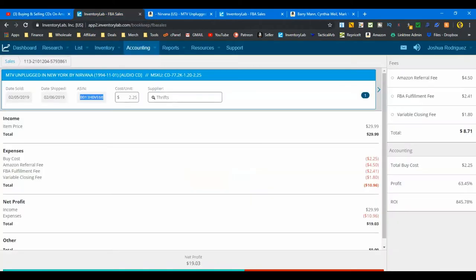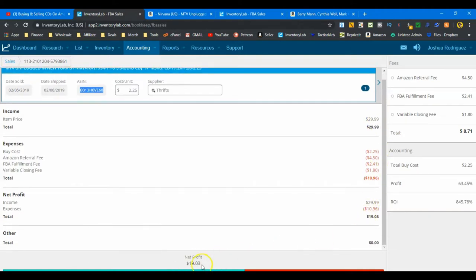This is the InventoryLab of that Nirvana CD sale. You see, I sent it in right here on 1/20. So January 20th, this got sent in and it sold on February 5th, which was awesome, right? It sold really, really fast. Rank on it was 77,000. So that was a really good rank for CDs. And I sold it for $29.99. Buy cost was $2.25. In the end, I was able to take home $19 in profit for this one CD. So a real good win here.